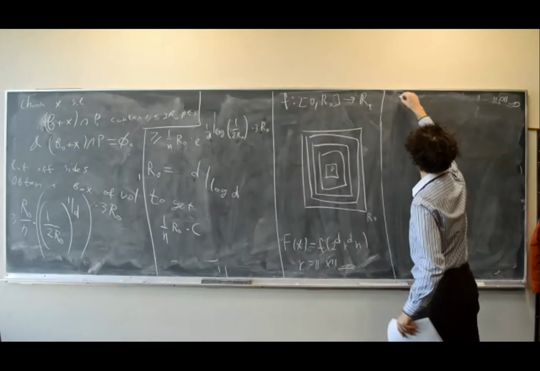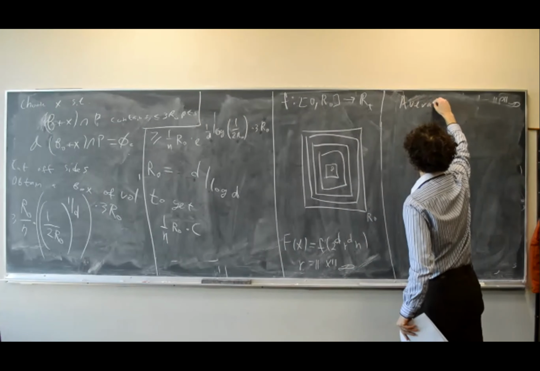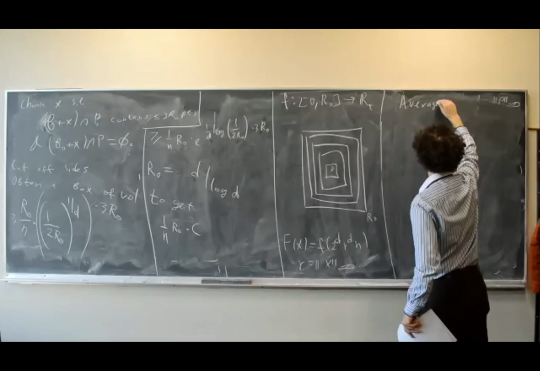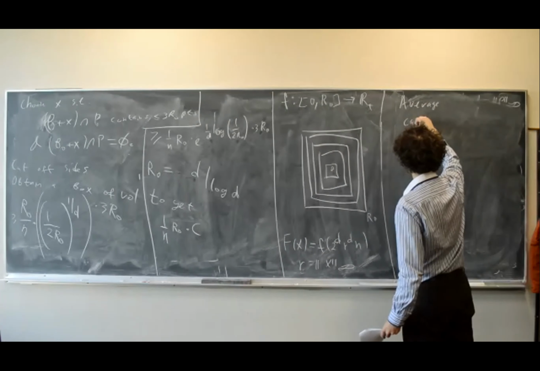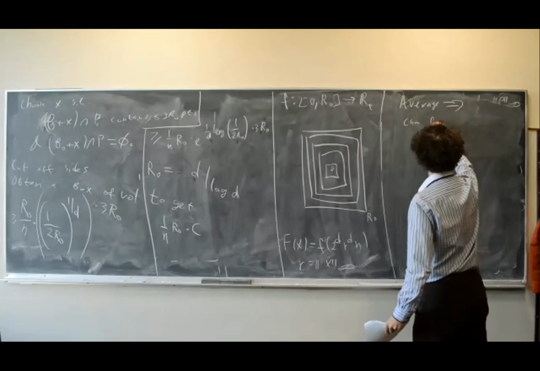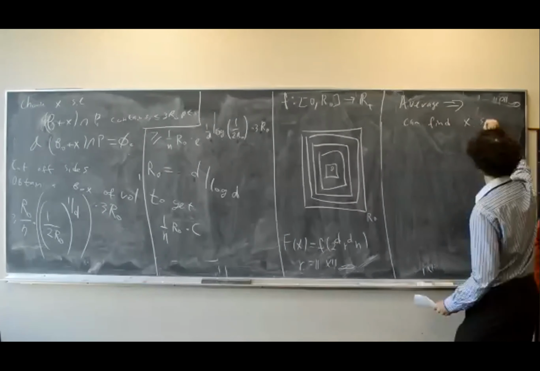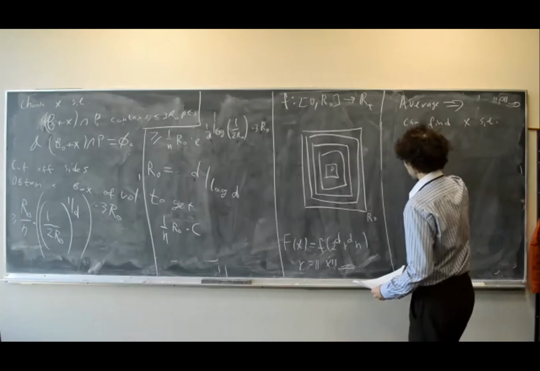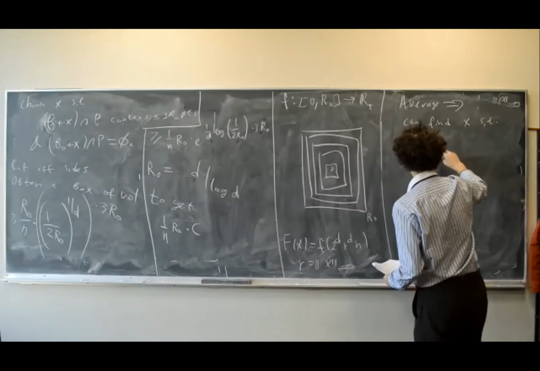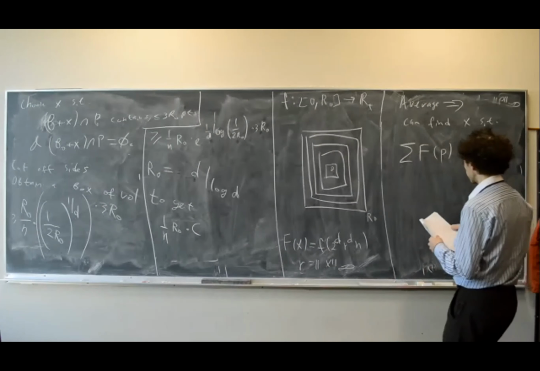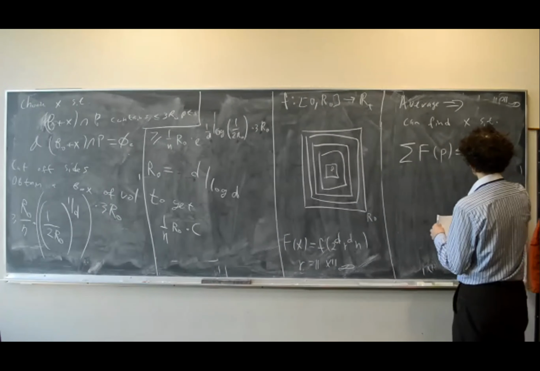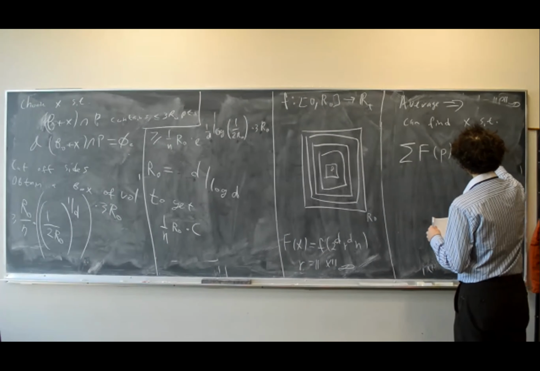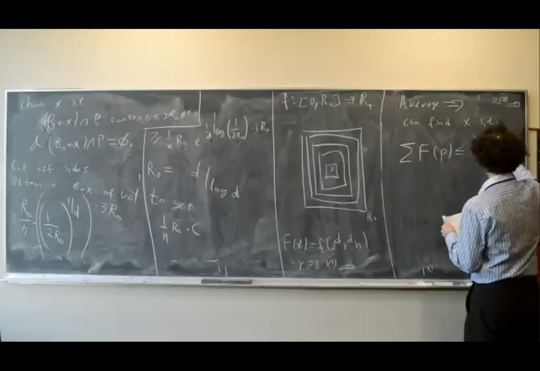Again, by averaging, we can find x such that the sum of the penalties is going to be at most the mass of this penalty function.